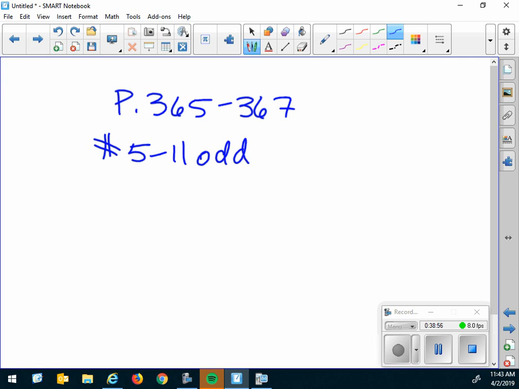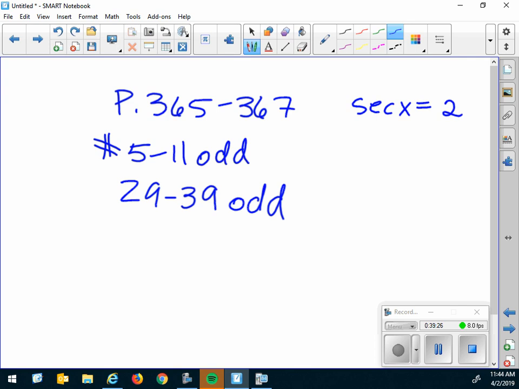Now, the next piece is 29 through 39 odd. And those are calculator problems. So let's look at 29. Does everybody have access to a book where you can see problem number 29? Oh, hang on. 29 through 33 are no calculator, and then 35 through 39 are calculator. So we'll look at one of each of those. Look at 29.